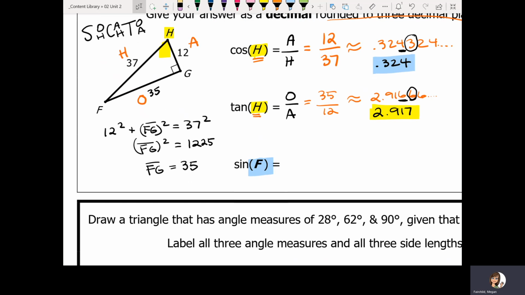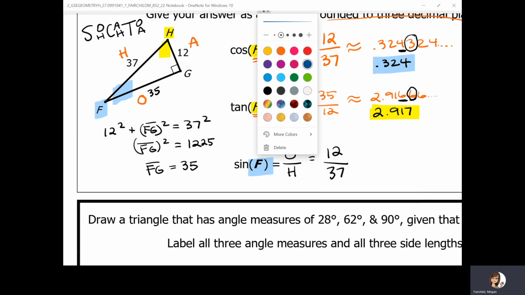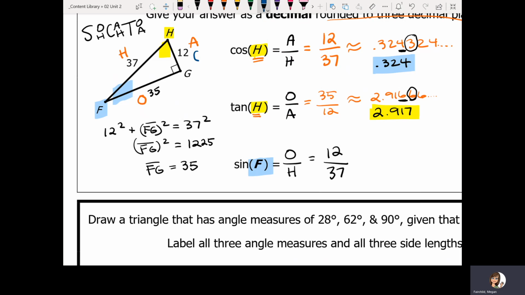All right, so sine of F means we are now looking at this angle over here. So our opposite and our adjacent are going to switch places. Did y'all notice that? If you didn't, you can fix it. Okay. So Jalen, what's the opposite side to angle F? 12. Okay. And for sine, we're going to use opposite over hypotenuse. So hypotenuse is still 37. So please be aware, when you change the angle, the opposite and the adjacent switch places. Okay, so this is now opposite for the blue angle, and this is adjacent for the blue angle.